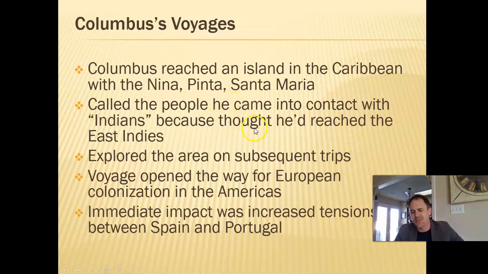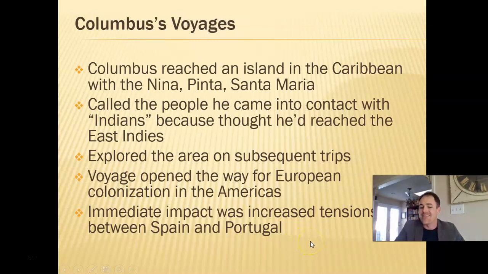On these ships, by the way, these ships are tiny compared to those Chinese junk ships of the previous century with Zheng He. And the reason these peoples are still called the Indians today is because he actually thought he'd reached the East Indies, what we now call Indonesia. And even though he went back on subsequent trips and kept exploring, he really thought that he'd found a route to these Indies, but he hadn't.